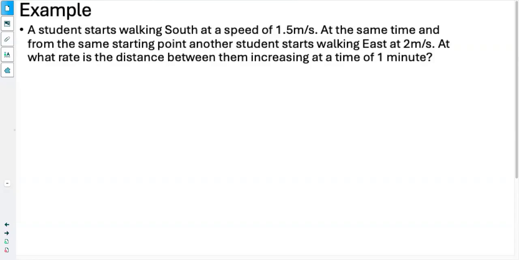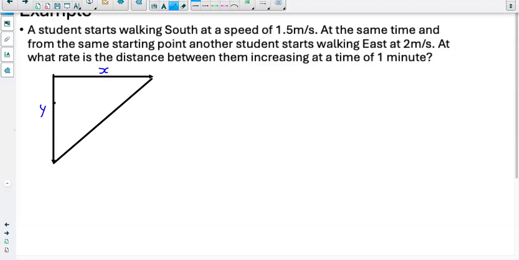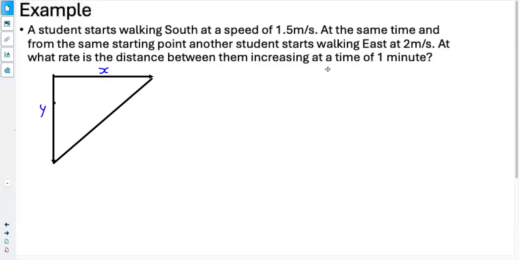So I'll start by drawing things out. So we do have essentially one person walking this way while we have another walking this way. So we'll call that X and Y. And we eventually want to know what the distance between them is from here to here. And we want to know what is a time of 1 minute.